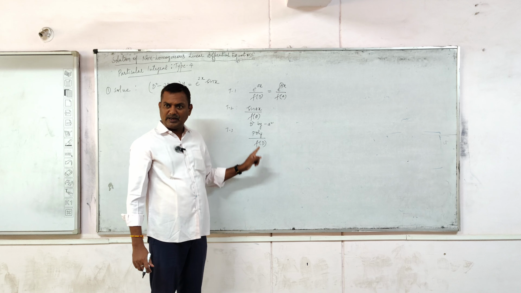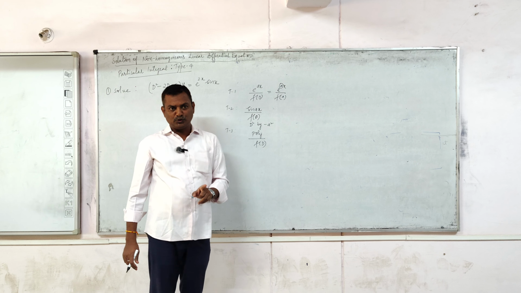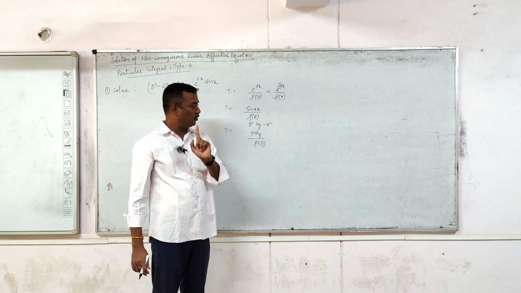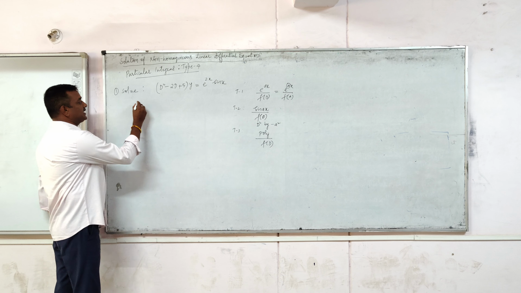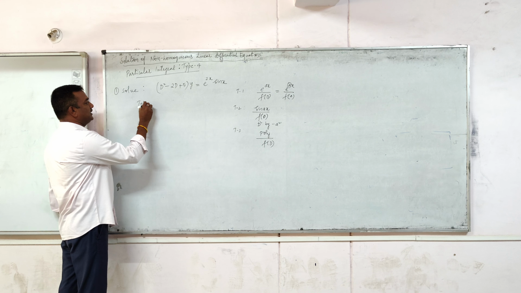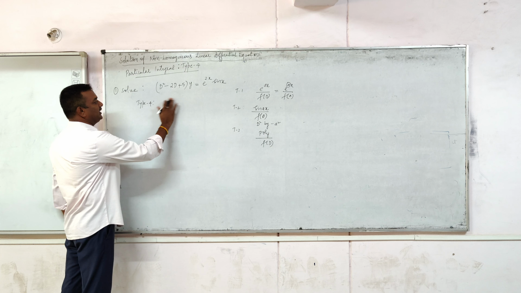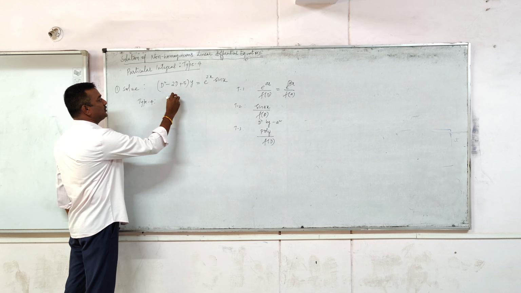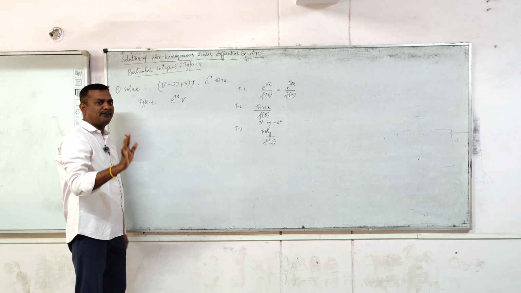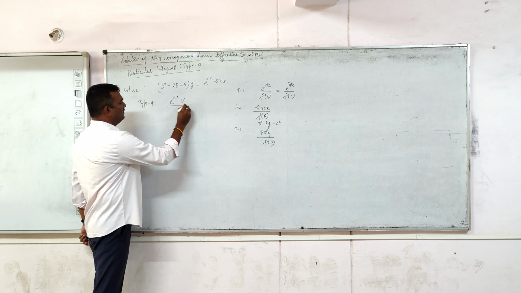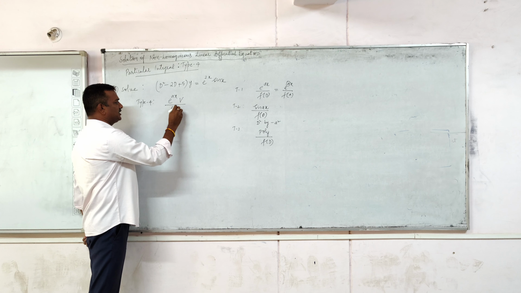These three examples we have discussed and uploaded on YouTube. Please go and watch for more details. So now we'll go for type 4 example. What is type 4 example? Type 4 example is numerator e raised to ax into V. V is called function of x, divided by denominator which is function of D.